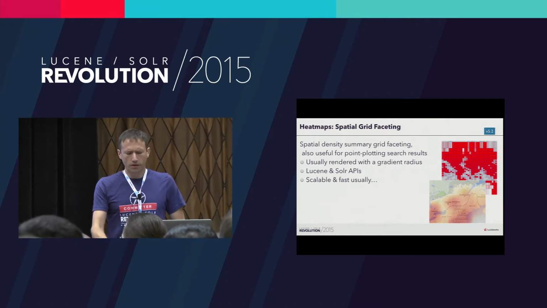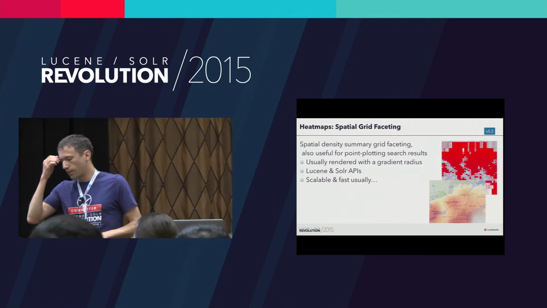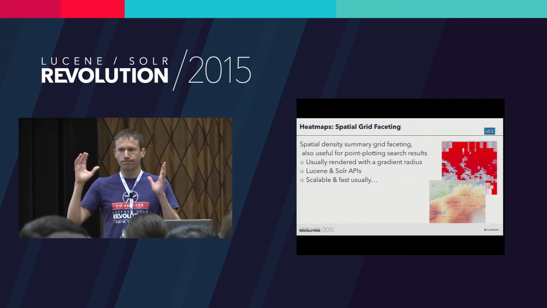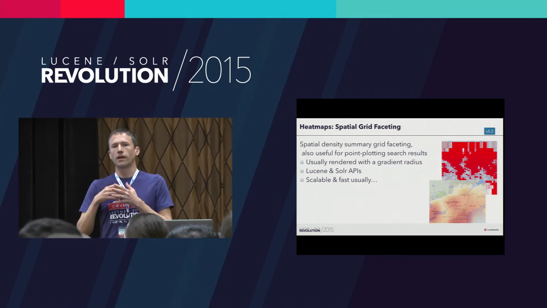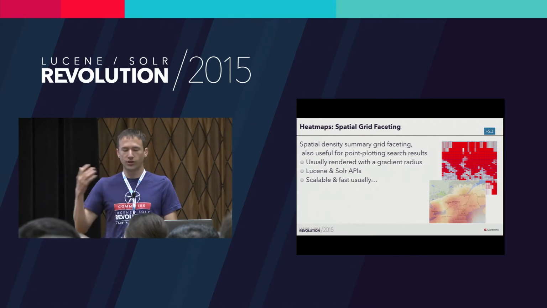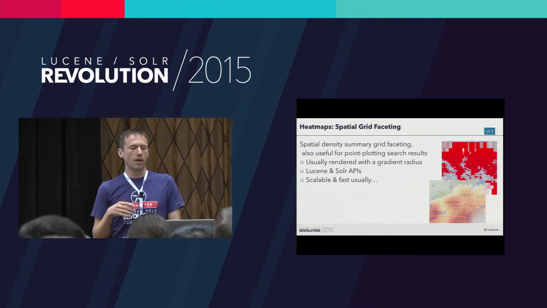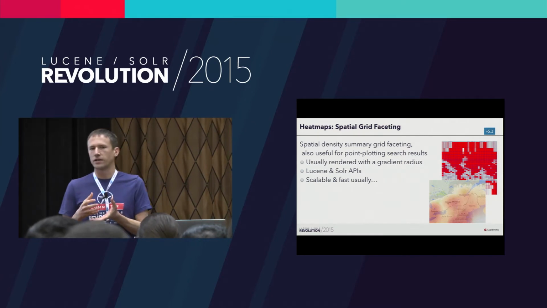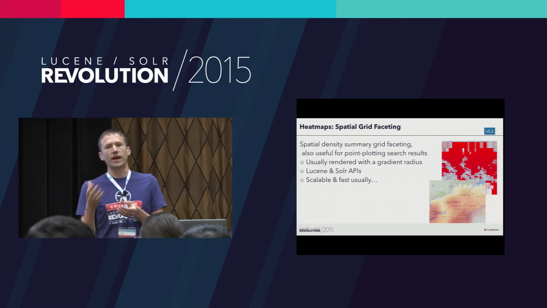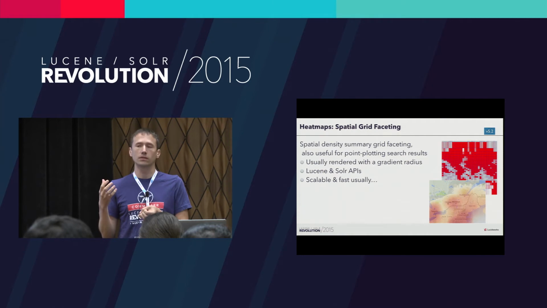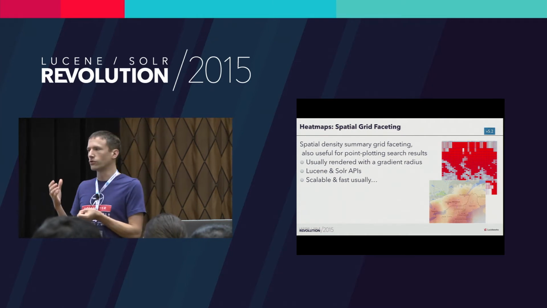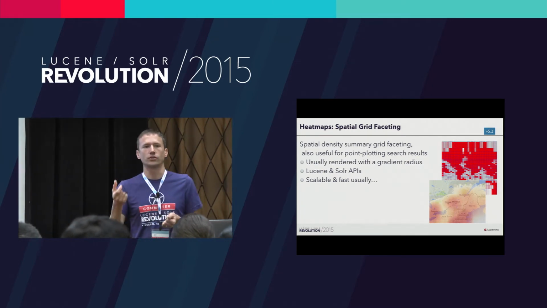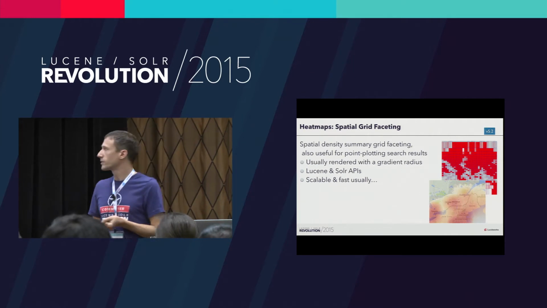I put this under one name, just Heatmaps, because it's a nice simple word that suggests images like these. It might be more specifically named spatial grid faceting. So that's really what it is from a Solr perspective. You're faceting. You're getting counts. And it is spatial grid faceting. The counts are attached to a grid square on a 2D space.